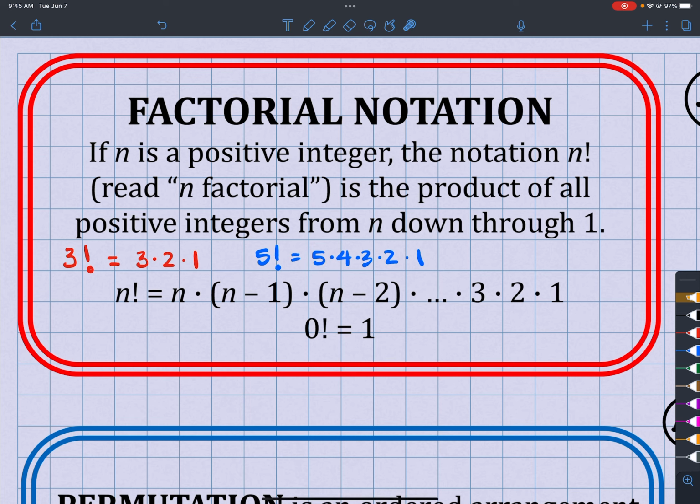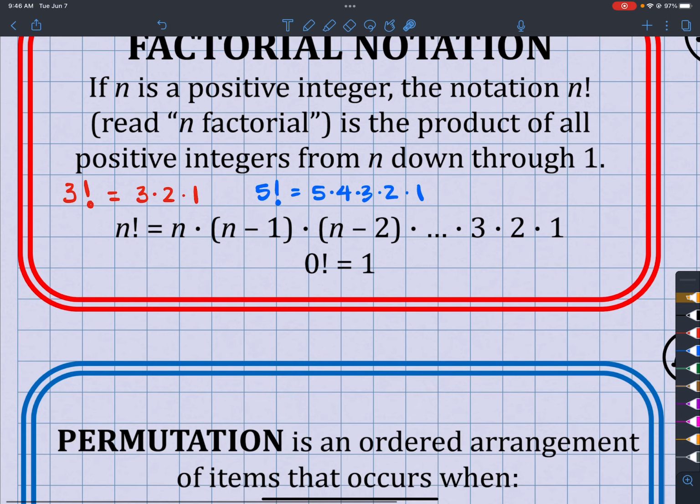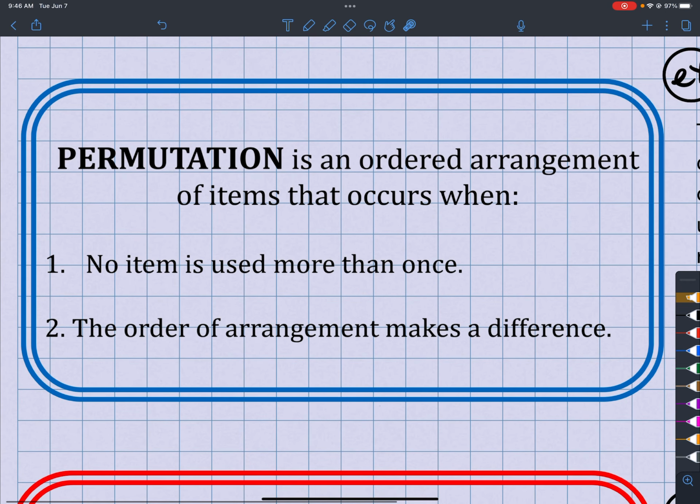If it's 20 factorial, it'll be 20, 19, 18, 17, 16, 15, 14, 13, 12, 11, 10, 9, all the way down to 1, okay? So it decreases by 1 as it goes. That's factorial notation.